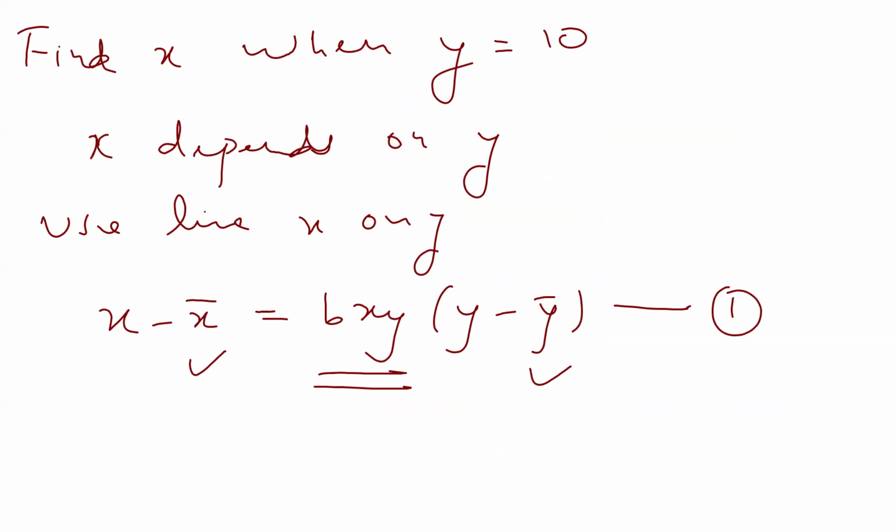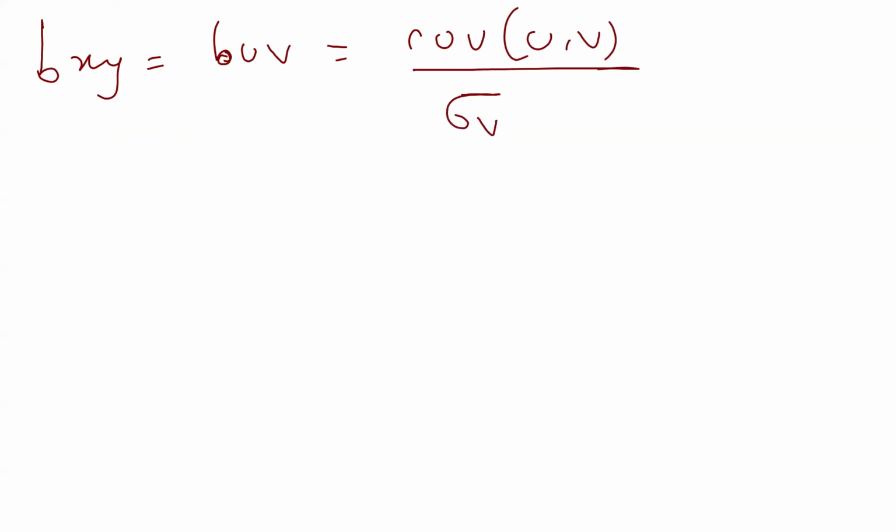So now we are supposed to calculate bxy. Bxy is equal to covariance of xy upon standard deviation of y square. But then remember, we have converted the problem to u and v. So bxy will be converted to buv. X got converted to u and y got converted to v. So bxy is equal to buv. So that is covariance of uv upon standard deviation of v square.